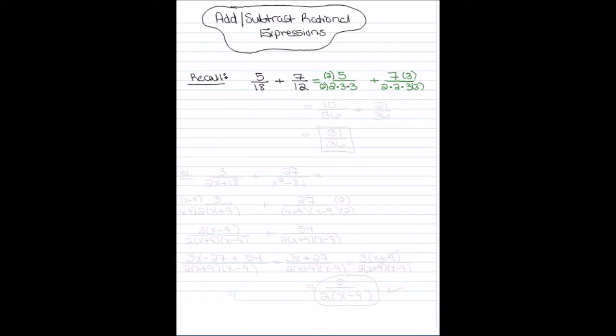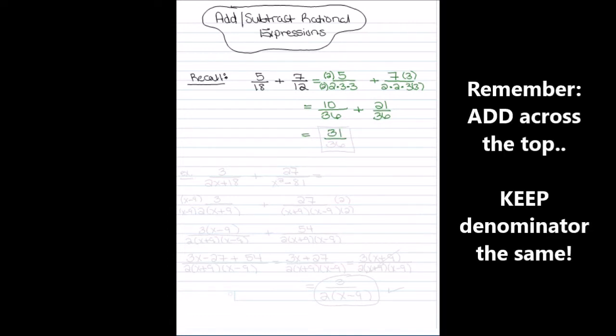And when I rewrite each fraction, I have 2 times 5 at the top, which makes 10. And then all the numbers at the bottom make 36. For the second fraction, I have 7 times 3, which is 21, and then the bottom again is 36. So the denominators look the same. I have 31 over 36, and this is my final answer.